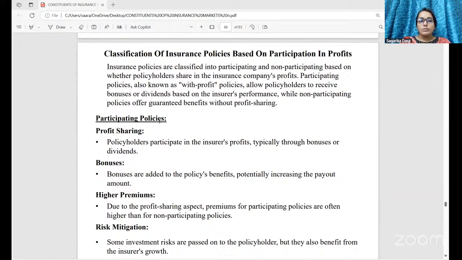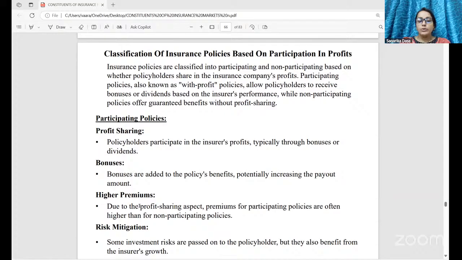First, participating policies, we have profit sharing. Policyholders participate in the insurance profits typically through bonuses or dividends. That is profit sharing. Bonuses are added to the policy benefits, potentially increasing the payout amount. That is bonus, which is an additional amount which the policyholder will receive as a benefit.